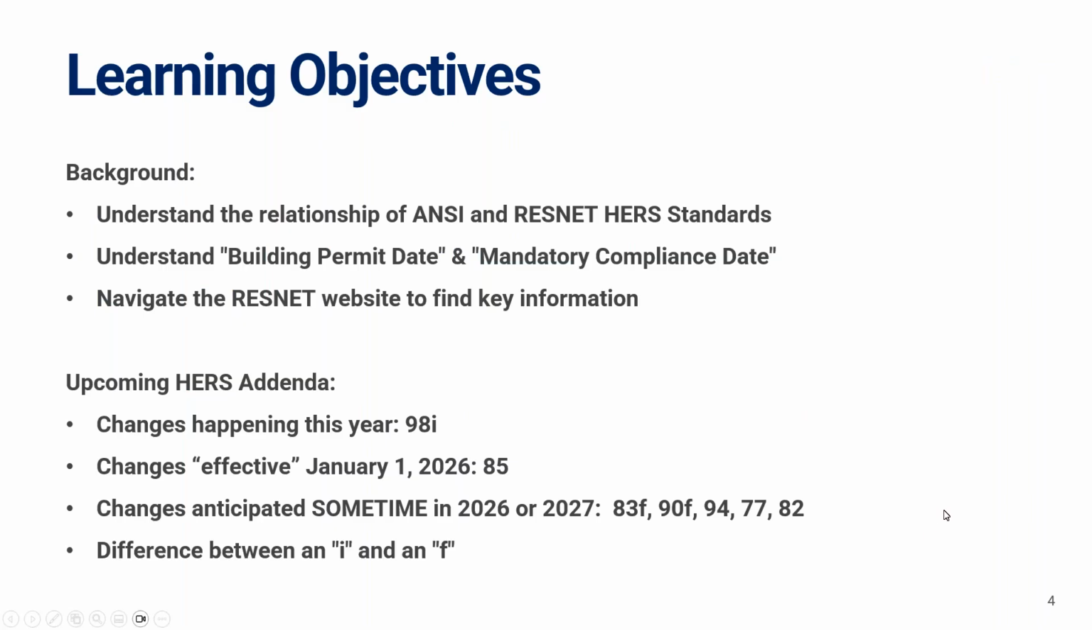And then finally, just one fun fact, I'm going to throw a couple in here. Understand the difference between an I and an F. I'm just going to give you that spoiler right now. When we say I, that's an interim addendum. Like I said, 98I is what Neil's going to talk about. That's an interim addendum. That's what the I stands for. When it turns into a final addendum, that's when you'll see the letter F after the number.